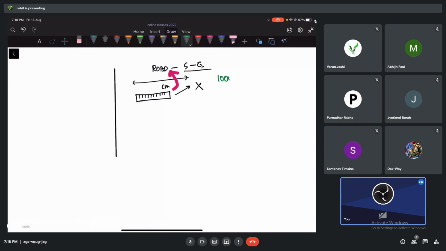See, 1000000. I don't even know how many zeros I'm putting. I'm just writing centimeters like this. See, very bad way of writing. But of course, writing 100 kilometers makes sense for the length of the road.